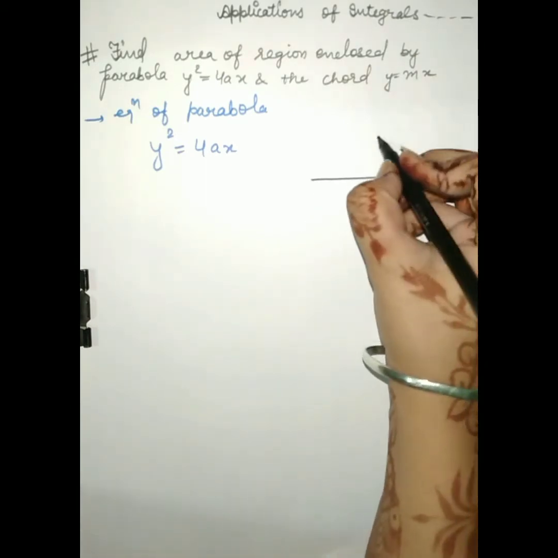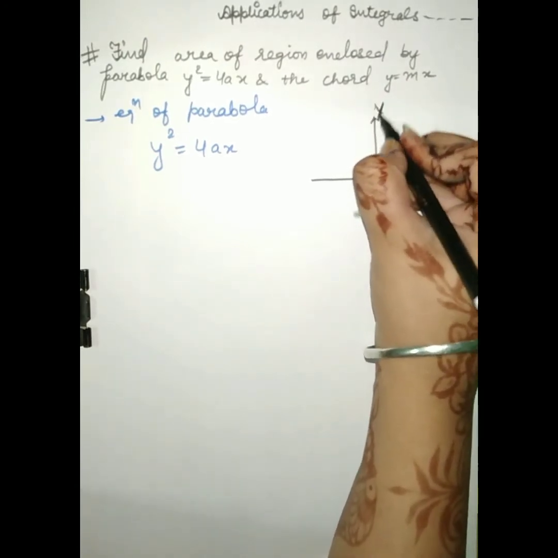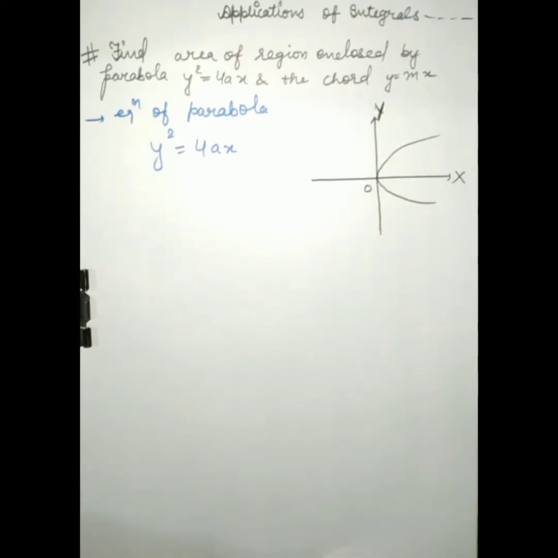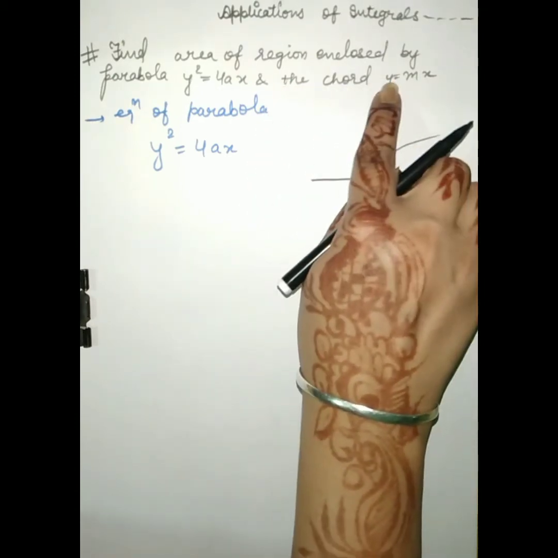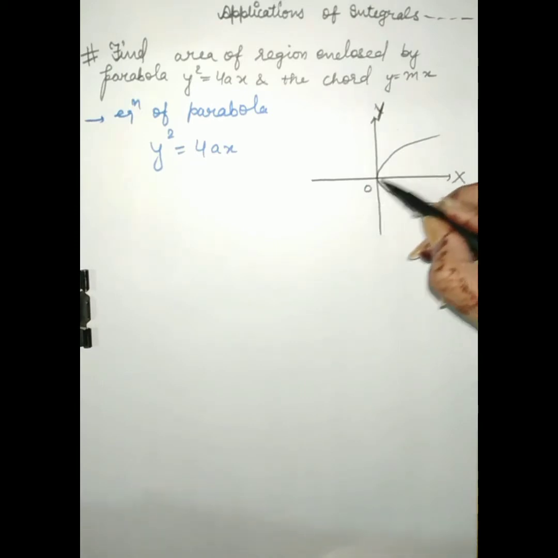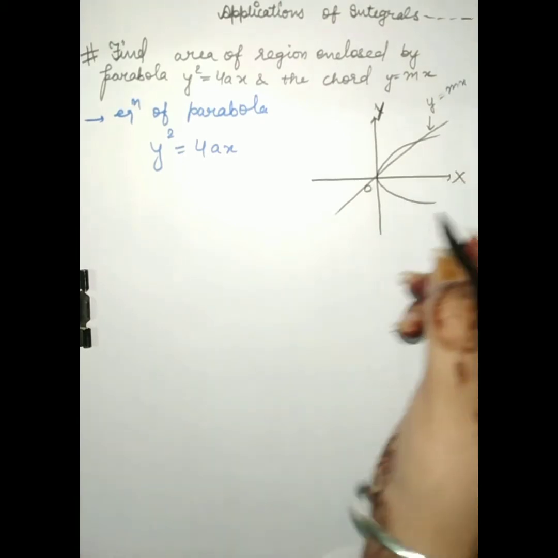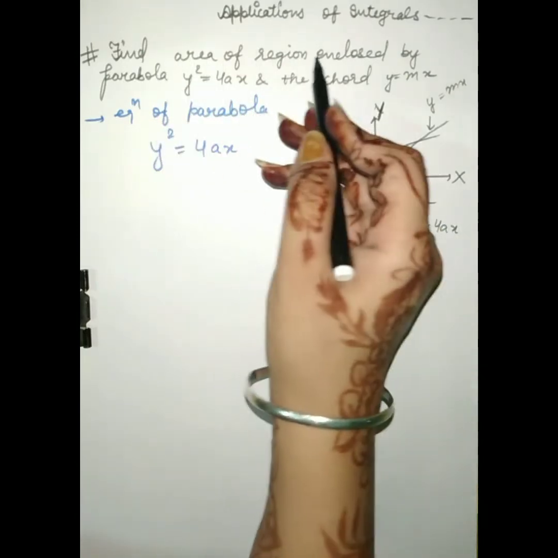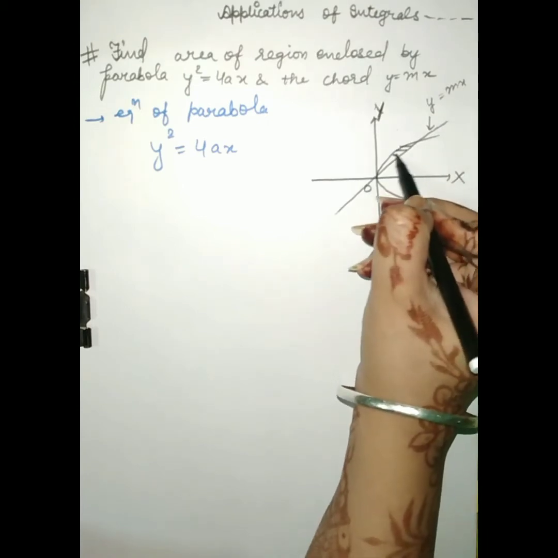So firstly we will draw the parabola which is along the x axis. And it is given that the chord is y equals mx. Now we have to draw the chord, which is this line, y equals mx, and this is the parabola, y square equals 4ax. We have to find the area of the region which is enclosed by the parabola and the chord, that means this area.